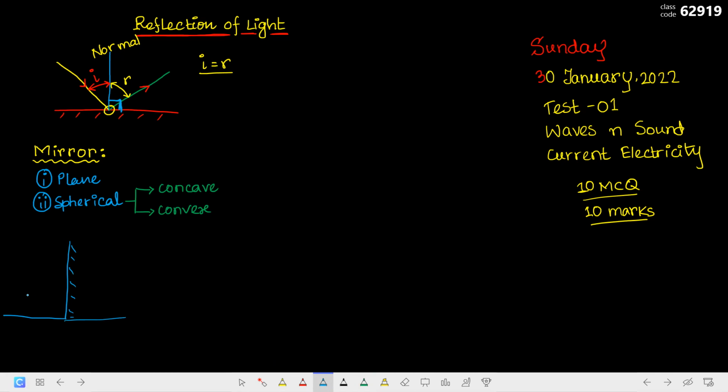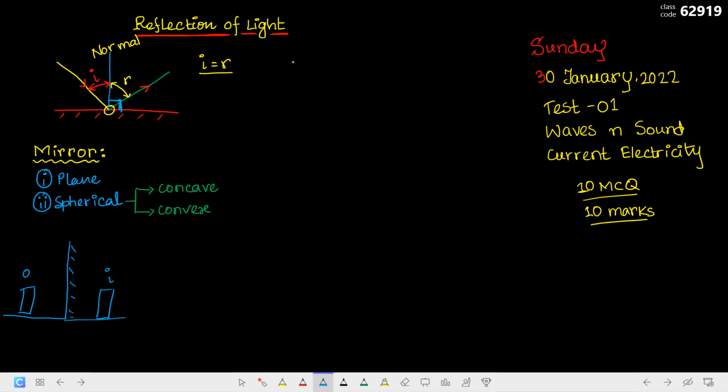So here, if there is any object, we will see the image of this one inside the mirror, right? If you stand in front of the mirror, we see ourselves inside the mirror. So that is the image. This is the object and this is the image. And how this image is formed, you already know. We need two reflected rays, right, to get the image.